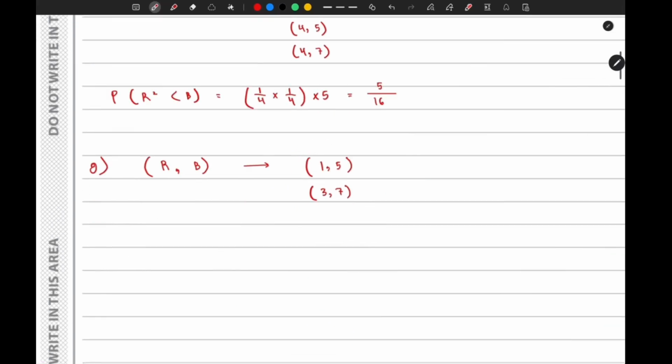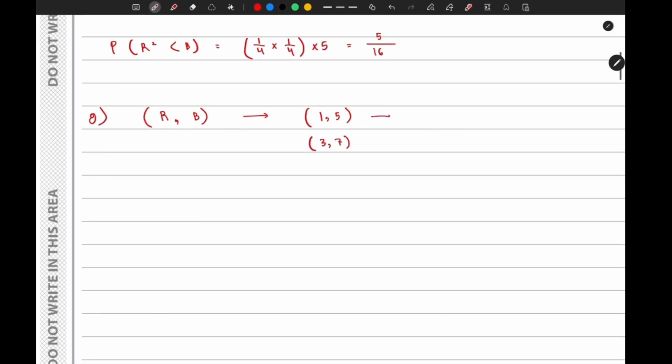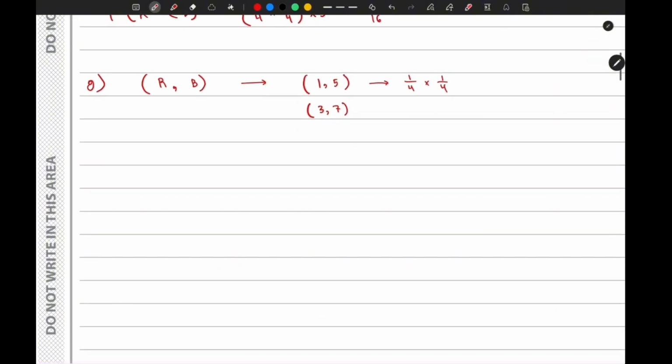Okay, so these are the only 2 combinations. So the probability of a single combination will be 1 over 4 times 1 over 4. Since there are 2 values, the total probability for the difference to be equal to 4 will be 2 times 1 over 4 times 1 over 4. So this is actually 1 over 8. So this is the probability of D equals 4.